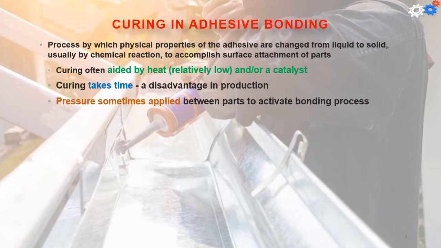Curing is the process by which the physical properties of the adhesive are changed from liquid to solid. Usually, it is enhanced by a chemical reaction to accomplish the surface attachment of parts. Curing is often aided by heat or catalysts. Curing takes time, which is a disadvantage in production. Pressure is sometimes applied between the parts to activate the bonding process.